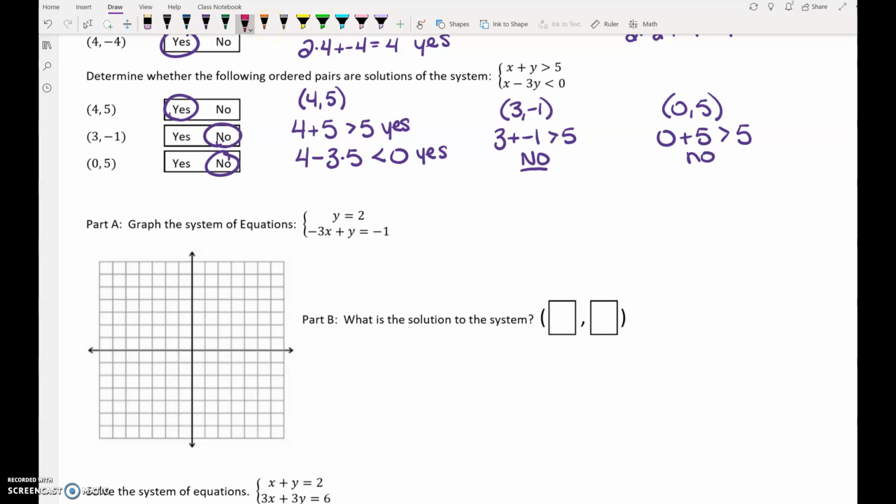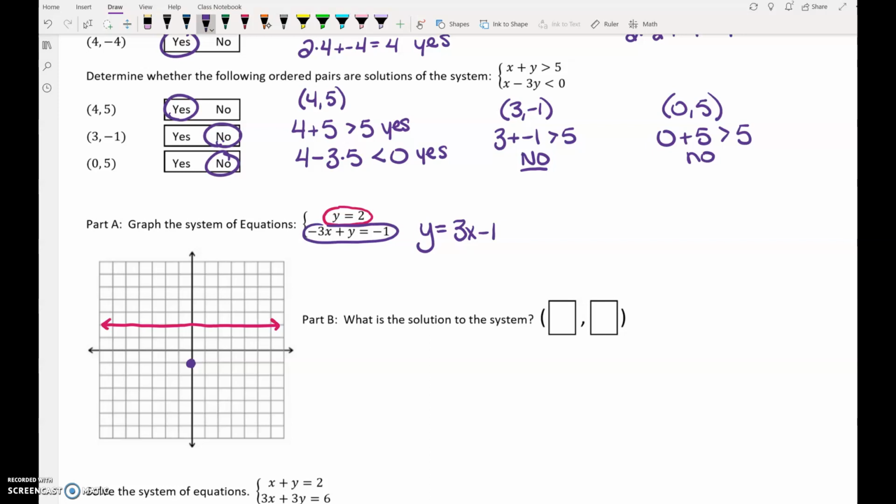On the test, this problem will look very, very similar. One of the equations will be either a horizontal or a vertical line. So that one should be fairly easy to graph quickly. The other one is going to require you to do probably one step to get it ready to graph. So what do we need to do to this equation? Add 3x. So y equals 3x minus 1.